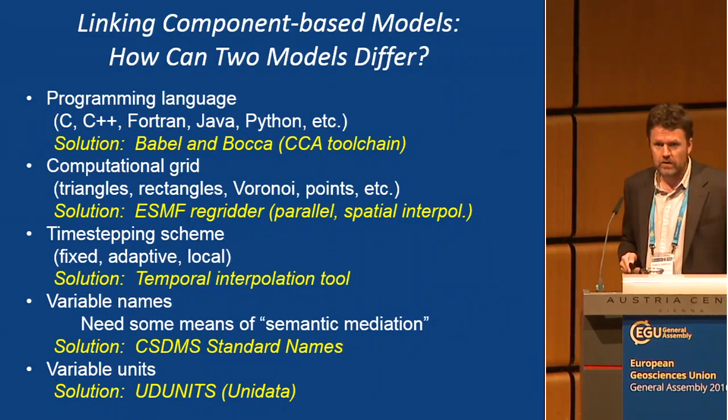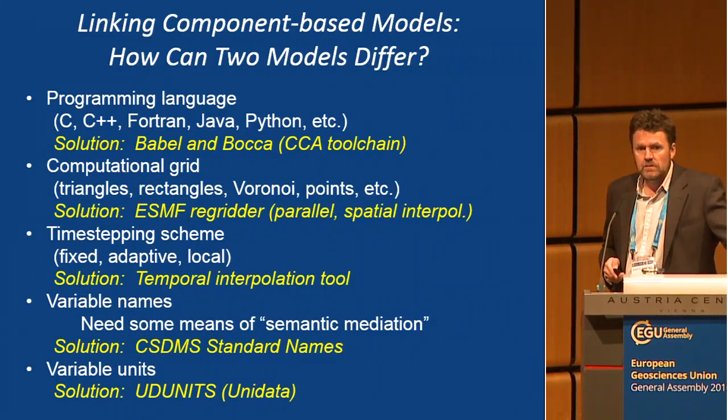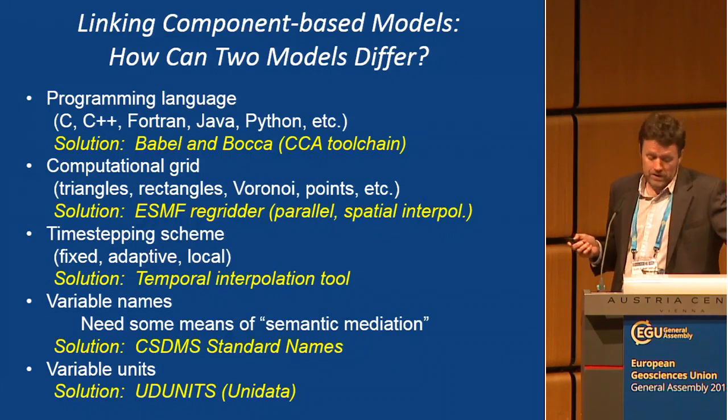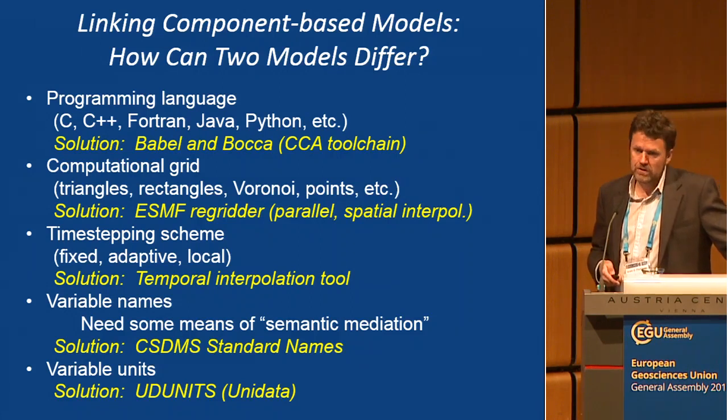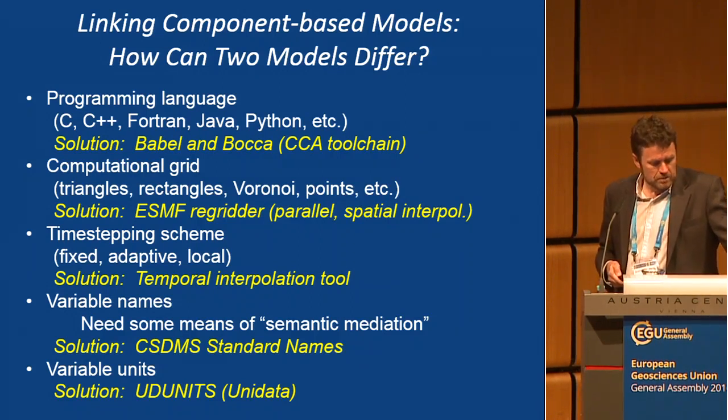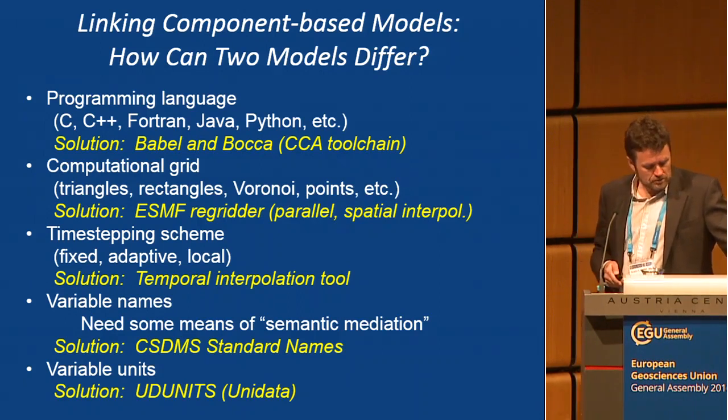So when we get all these models contributed to our repository, linking them together, well, why is that hard? Well, it's because of all the ways that the models can differ. And so the key ways they can differ are these five here, which is they could be in different programming languages, which could be very different, some object-oriented, some interpreted, lots of differences there. They could be in different computational grids, and they could have different time-stepping schemes. It could be fixed time-steps of different sizes, or it could be adaptive time-steps, or there's even something called local time-step methods, where each pixel has a different time-step.